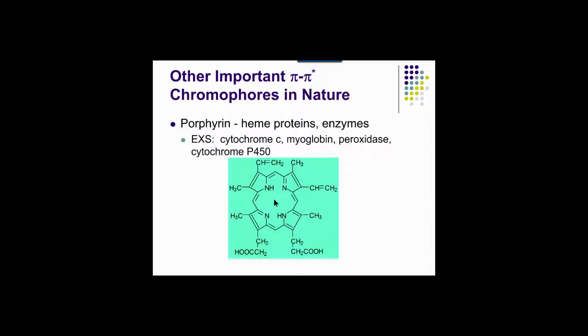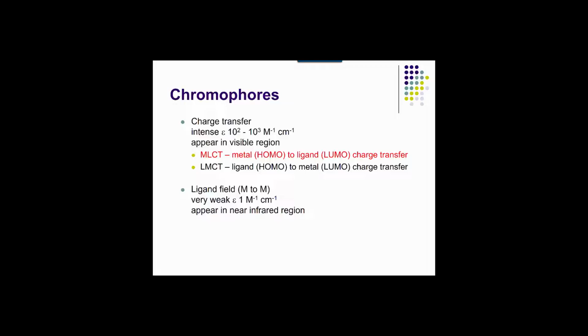The pi star transitions of this extensively delocalized heteroaromatic ring system, and I want you to take note of it, this is an extensively delocalized heteroaromatic ring system, produce the distinctive red color of blood and the characteristic ruddy red of muscle tissue. Again, pretty cool.